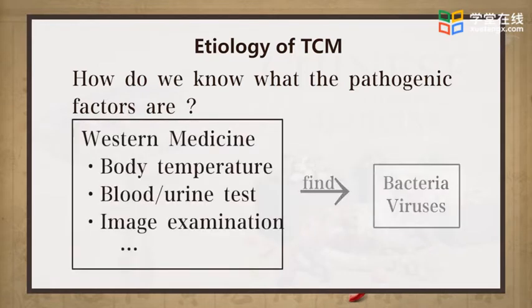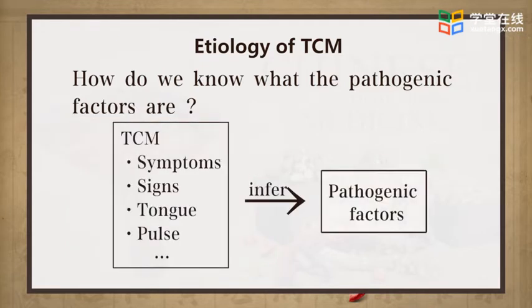To answer this question, body temperature, blood and/or urine tests, and image examination may be applied by the Western medical doctor to find the bacteria or viruses which induced the disease. In order to understand the etiology, TCM will focus on the symptoms and the signs. At the same time, the doctor usually checks the tongue and feels the pulse for the patient. Then, based on all the information collected by using the diagnostic methods, the TCM doctor will infer the pathogenic factors which induce the disease. Analysis of symptoms and signs to deduce etiology, such a method is called syndrome differentiation to determine disease cause.